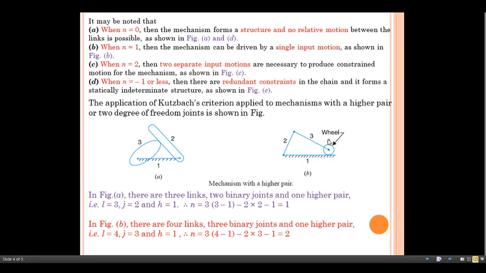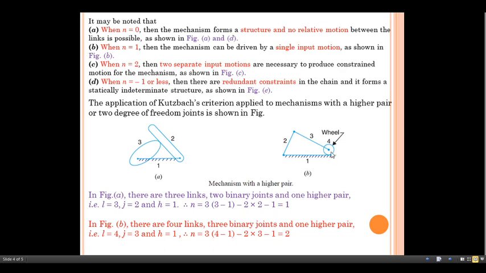So what about the next one? In this mechanism, there are 4 links. Link number 1 is here, link number 2 is here, link number 3 is here, and link number 4 is nothing but the wheel. First of all, see the number of links, which is 4, and the number of joints. A binary joint forms between link 1 and 2. Then link 2 forms a binary joint with link 3. Similarly, link 3 with 4 forms the next binary joint, and link 4 with 1 forms a higher pair.